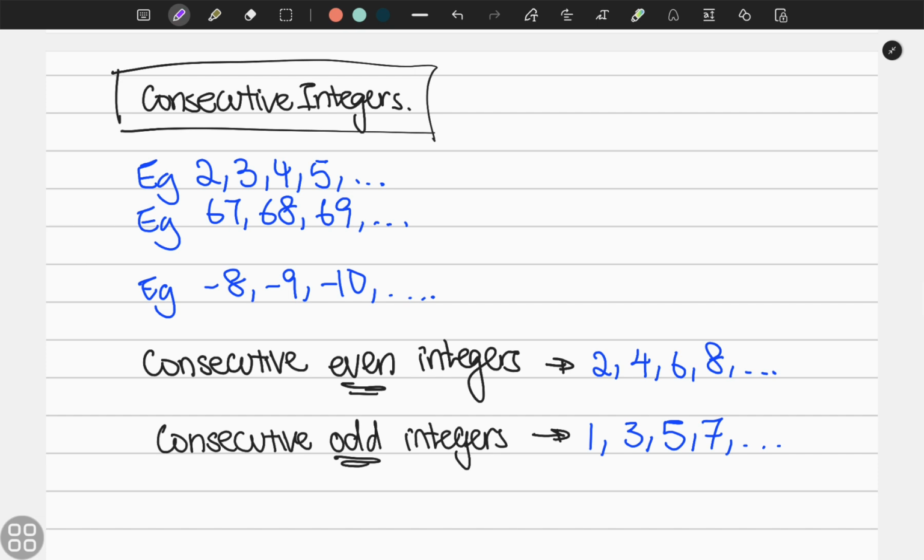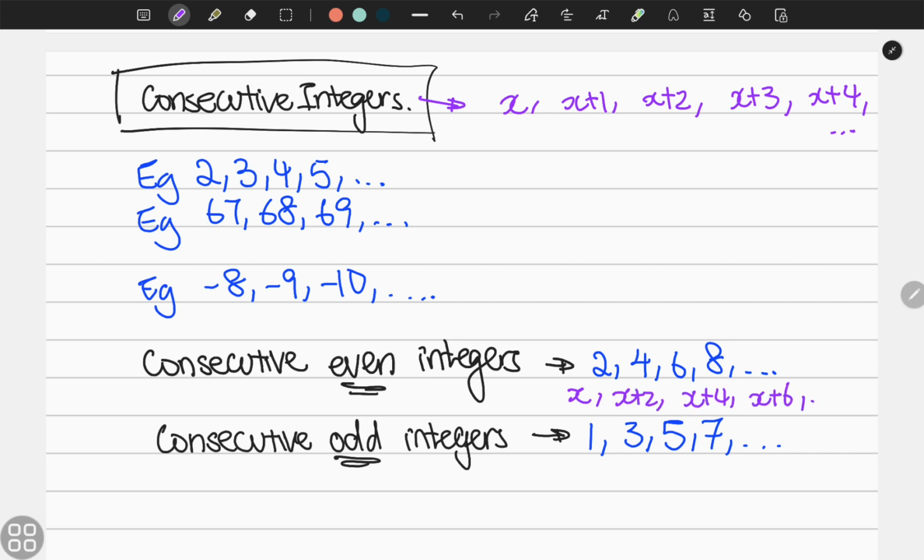Another way to represent all of this is to use algebra. So for example, if you're referring to consecutive integers, we can have x be the smallest integer, followed by x plus 1, x plus 2, x plus 3, x plus 4, so on and so forth. And for even integers, we can have x followed by x plus 2, followed by x plus 4, followed by x plus 6. Similarly, for odd integers, if our first number is odd, we can also use x plus 2, x plus 4, x plus 6.